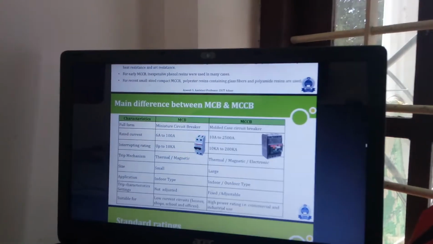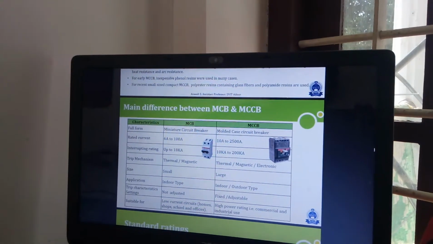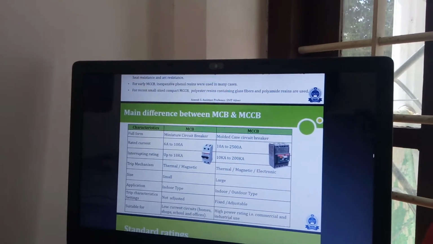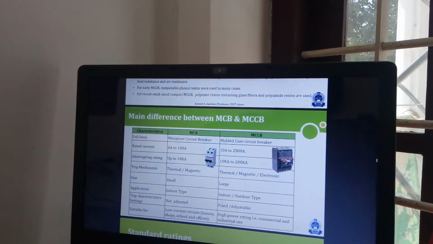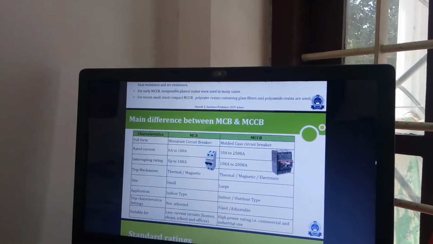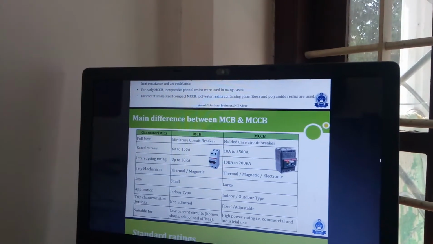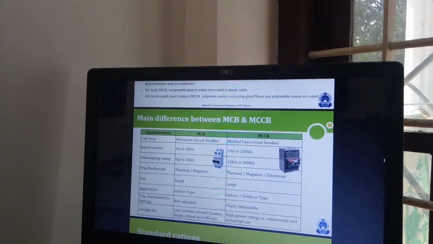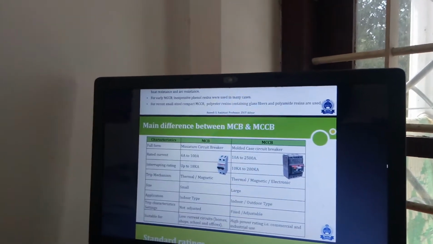MCB is a miniature circuit breaker, with a rated current of 6 amperes to 100 amps, and it has an interrupting capacity up to 18 kiloamps. The tripping mechanism is magnetic or thermal type and its size is comparatively small, commonly used for indoor purposes. There is no tripping adjustment, and it is usually used for small current circuits like home, office, schools, etc.